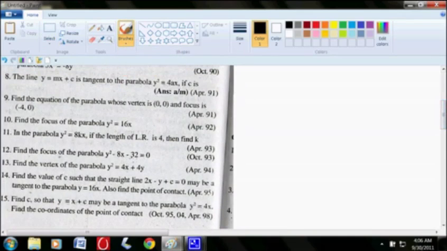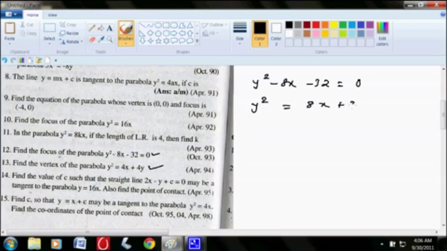Find the focus of the parabola y square minus 8x is equal to 32. That is, y square minus 8x minus 32 is 0. You can see a similar question over here. These questions are simple enough. Always keep the square on the left hand side and take out other things to the right hand side.